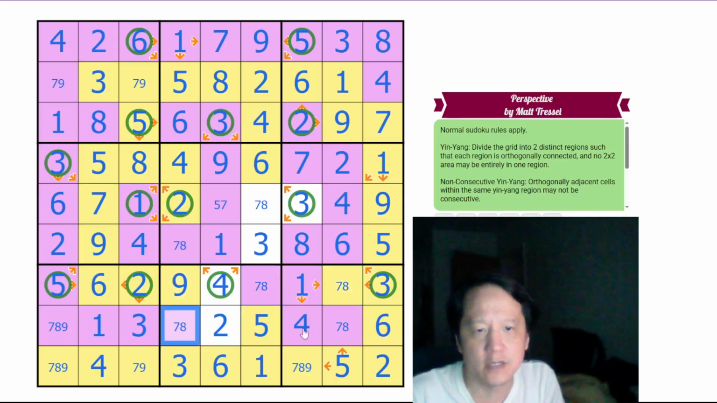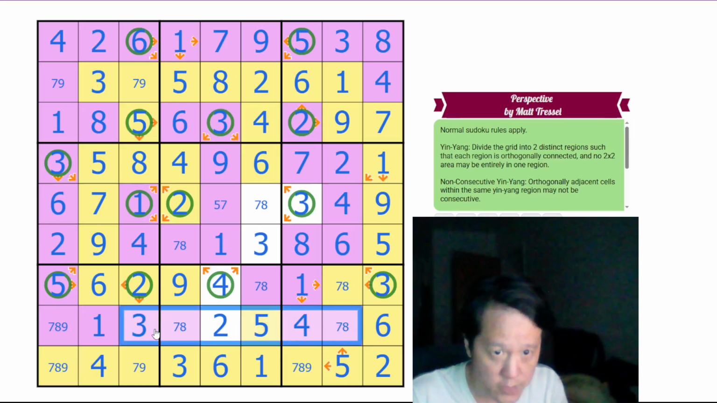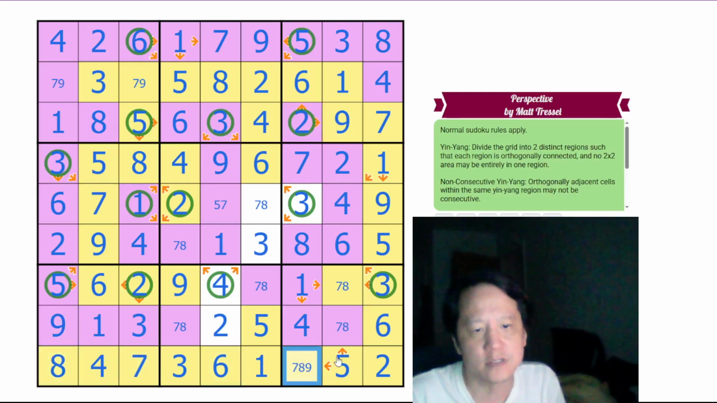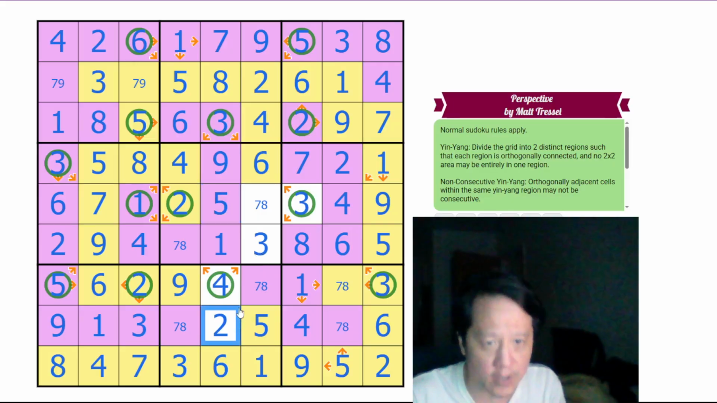No 9 here. 7, 8 as a pair eliminates 7, 8 in the rest of the row, so that's 9, 7, and 8. This can't be 7 or 8, it's 9. 7 eliminates 7 here, so it's 5.